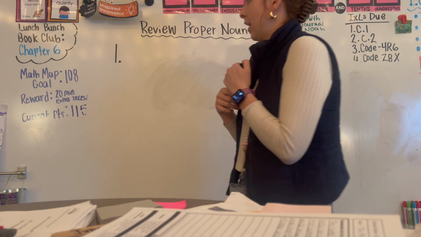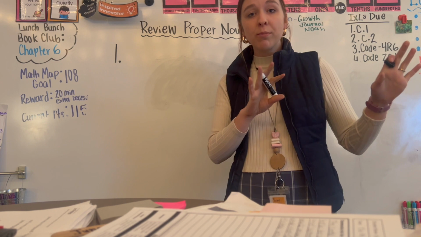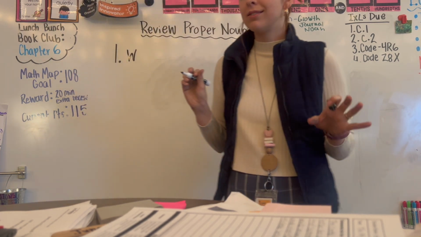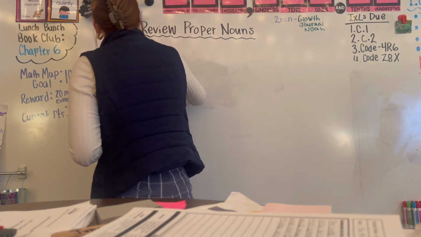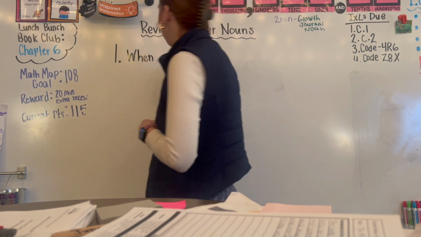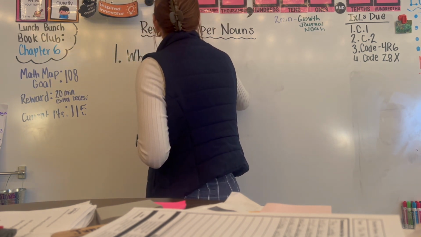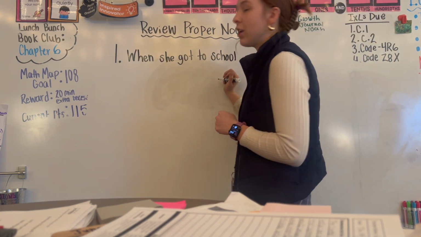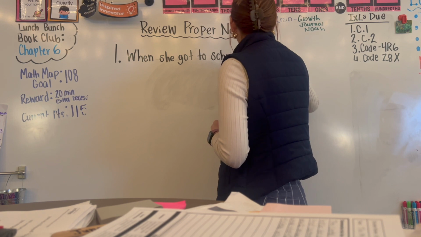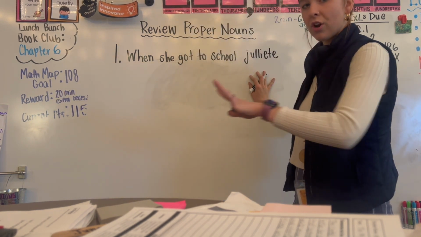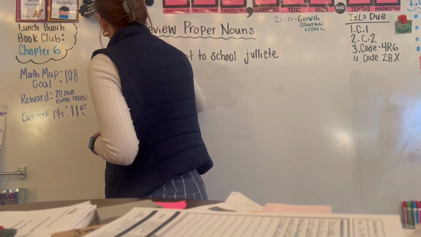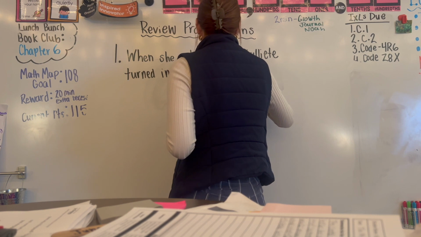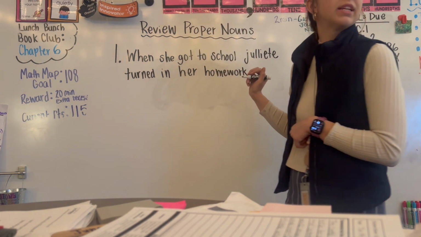Okay, the first sentence is on the board, so you can either copy it from the board or copy it here, but you are going to put a blank at the end, just like it's written on the board. You're going to write the whole sentence. It is so short, it is not that big of a deal. When she got to school, Juliet turned in her homework. There's a period after that.